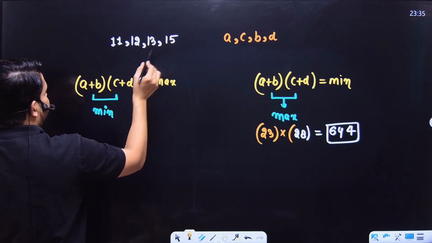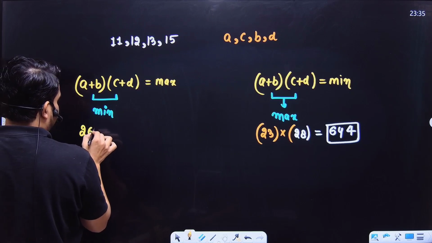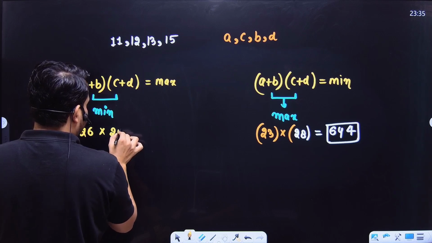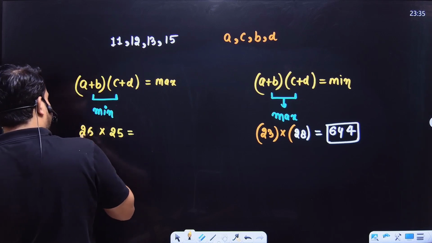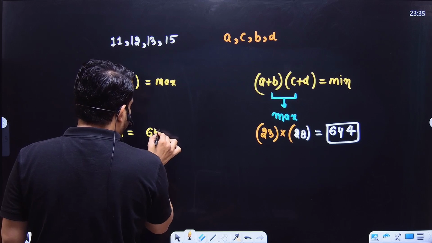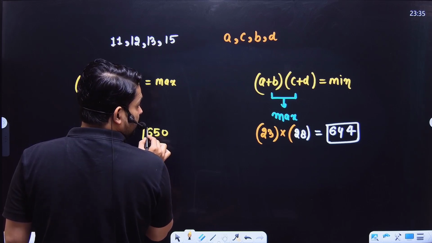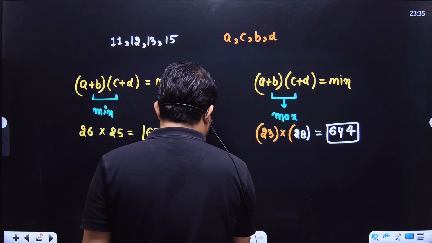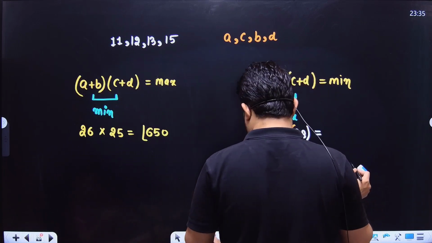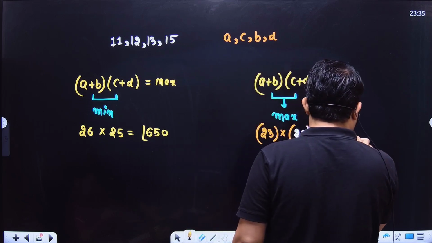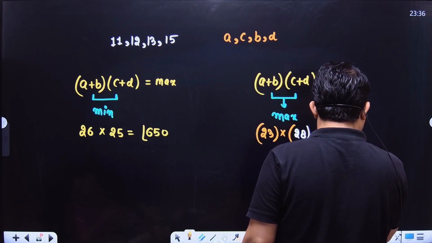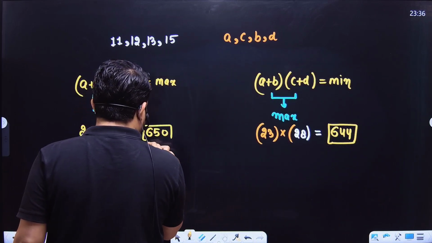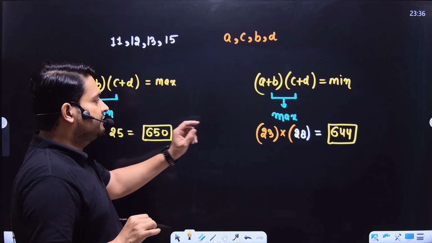So 11 plus 15 is 26, into the other two numbers, 12 plus 13 is 25. So 25 into 26 is 650. So I have told you all the possibilities of this question. 650 will be the maximum and 644 will be the minimum.